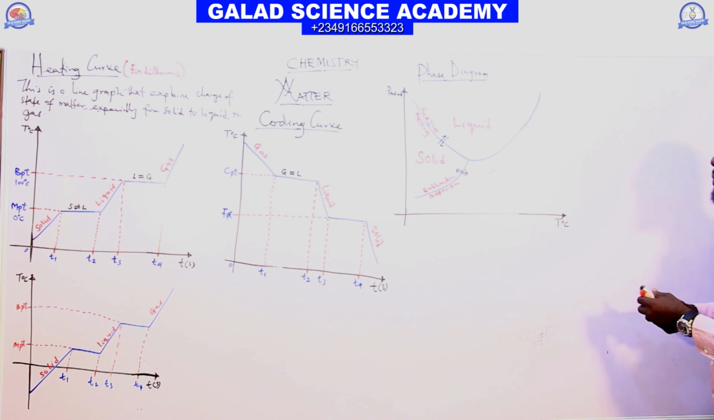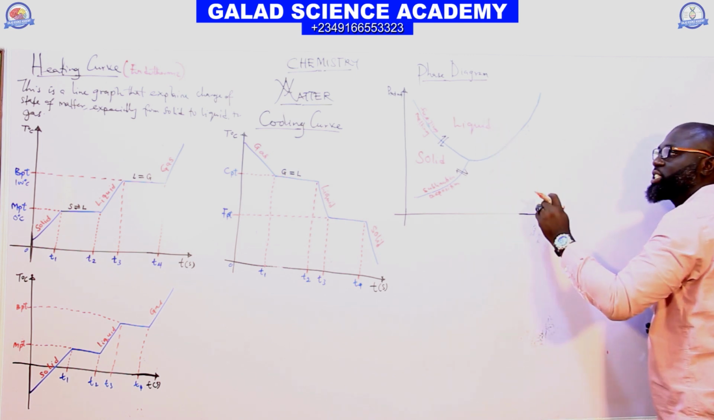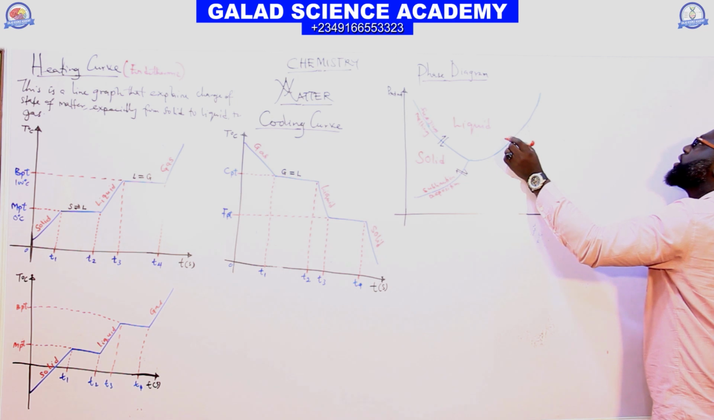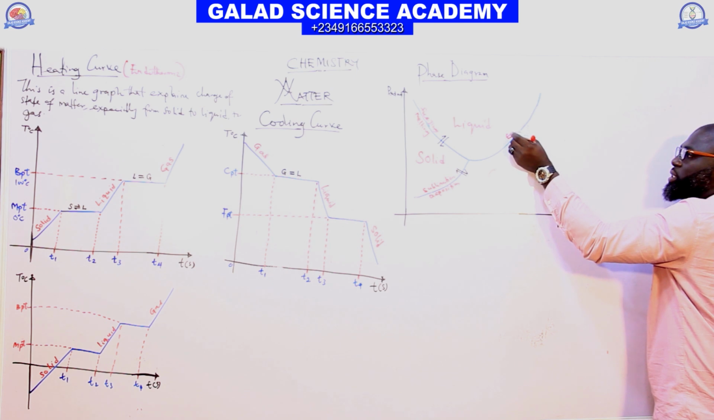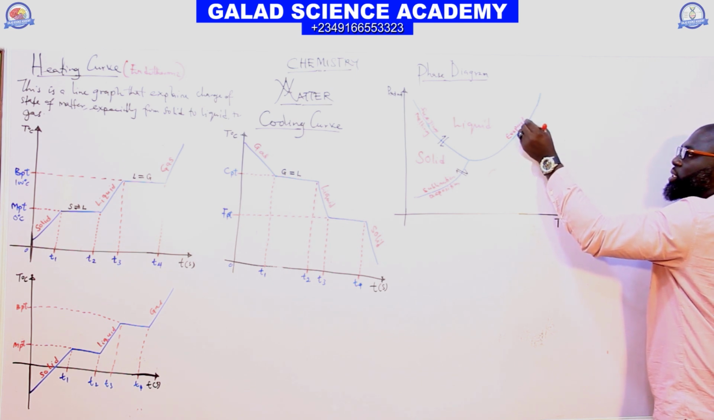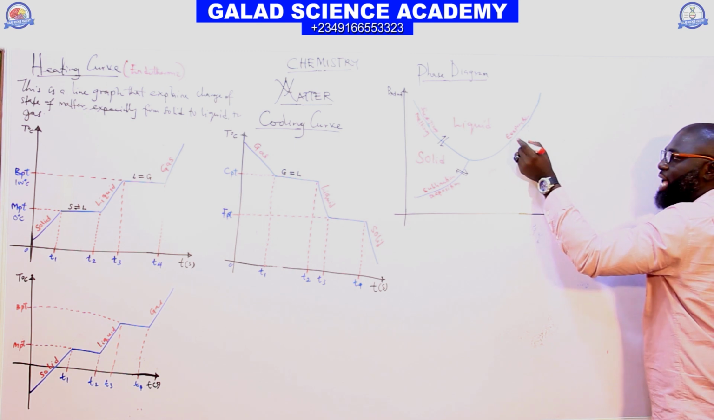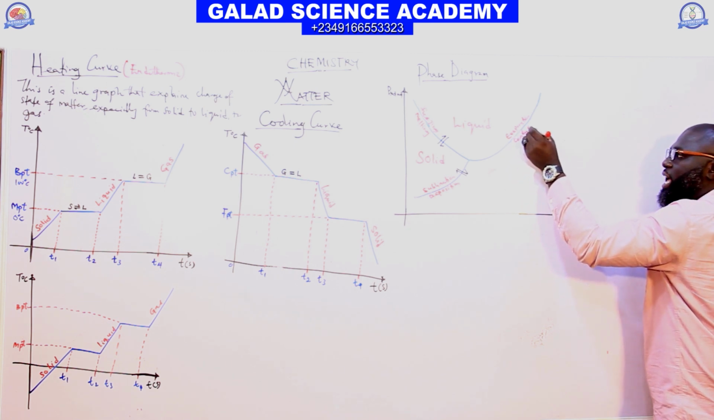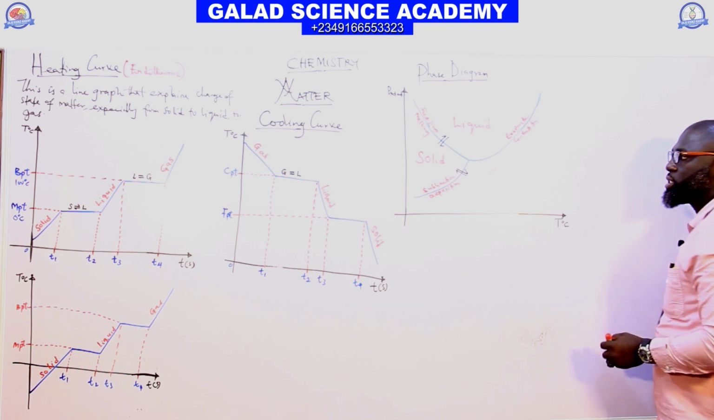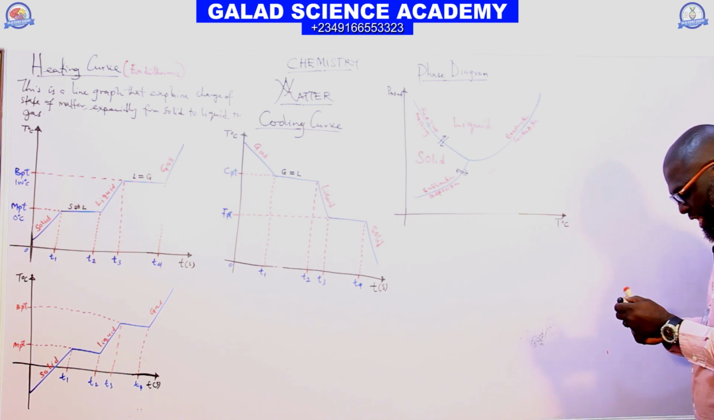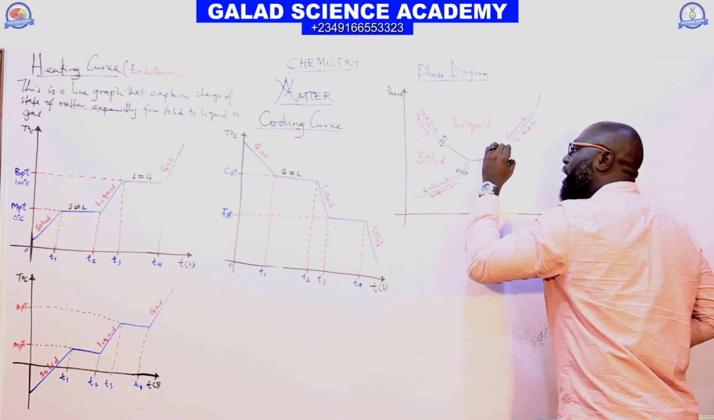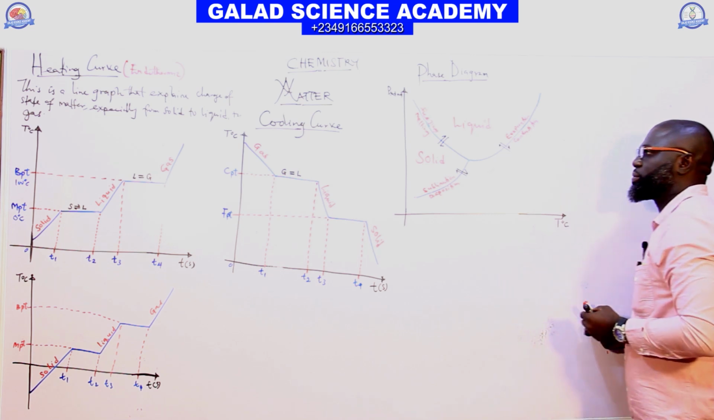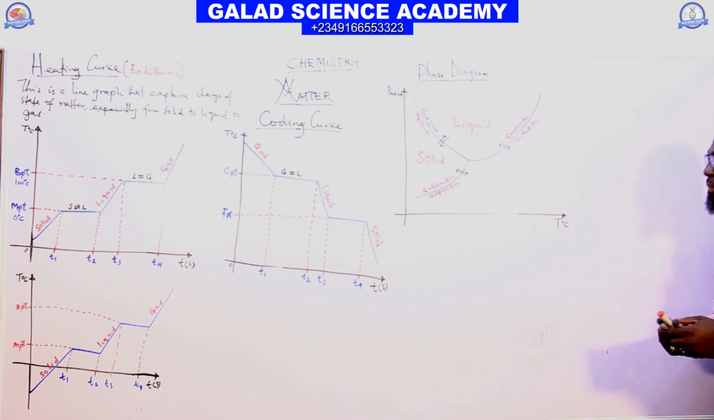The same thing applies between the liquid state and the gaseous state. Liquid to gas here is evaporation. The curve here is evaporation. And gas to liquid is condensation. And this particular line tells us that the two are in equilibrium.